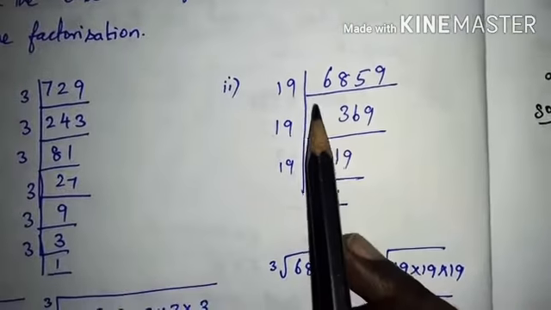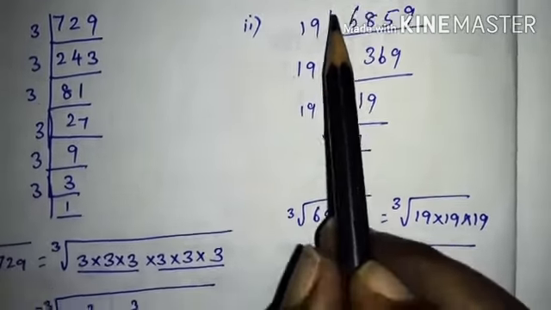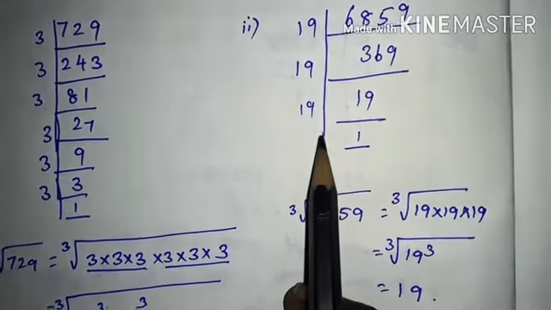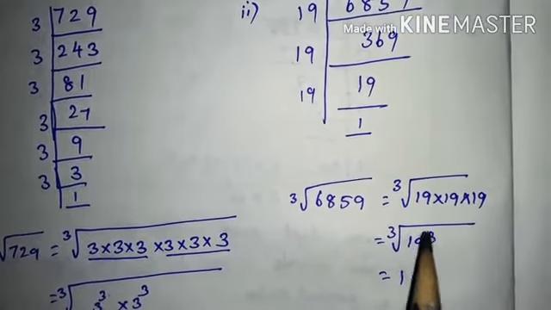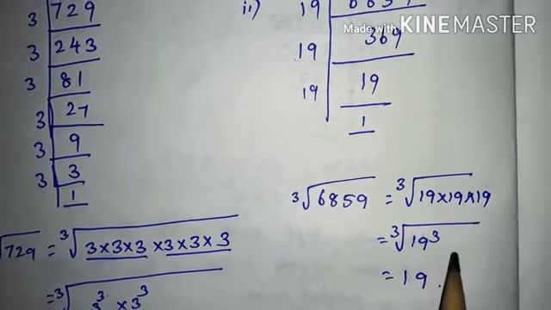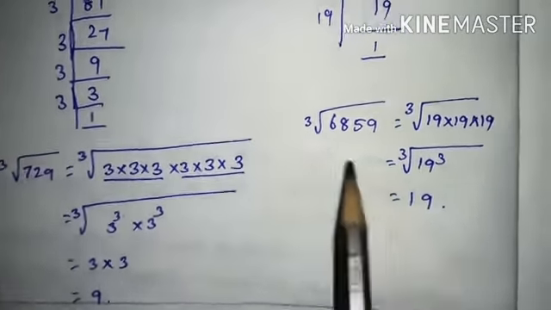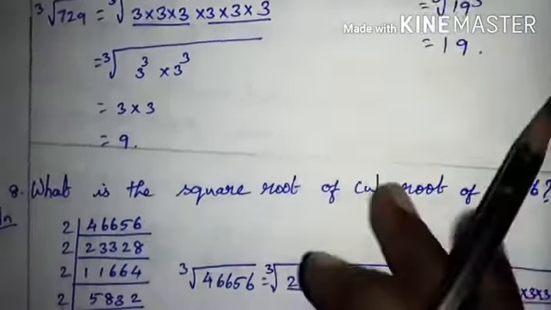For the second sum, 6859, also first you have to take the prime factors. The prime factors are 19 into 19 into 19. After taking the prime factors, you have to take the cube root. When we remove the cube root, the cube is removed and we get the answer as 19. That is, the cube root of 6859 is 19.